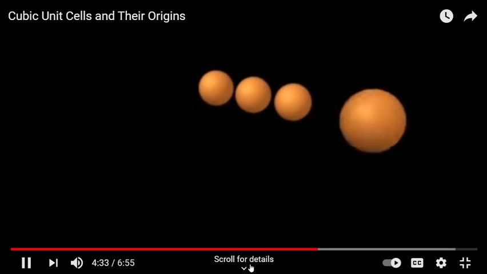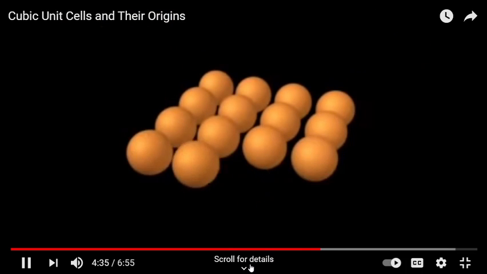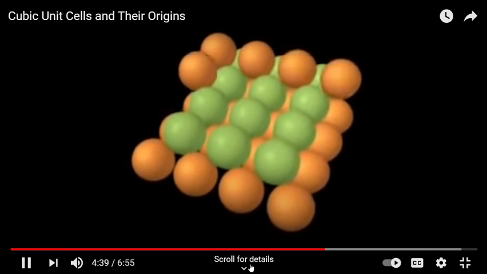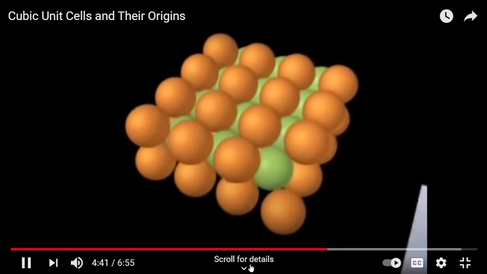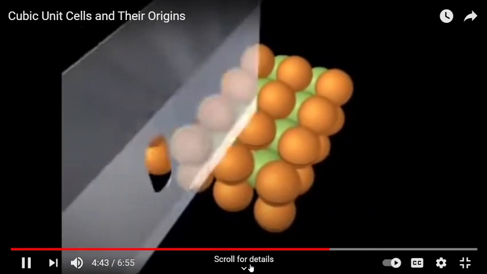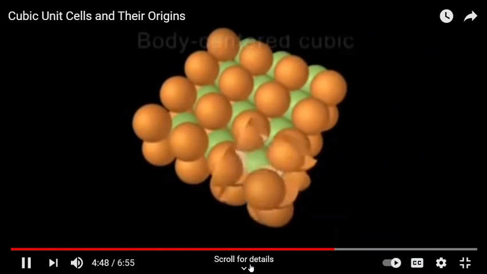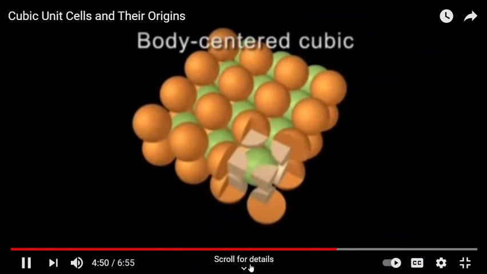A more efficient stacking occurs if we place the second layer over the spaces formed by the first layer, and the third layer over the spaces formed by the second. That simple change leads to 68% of the available volume occupied by the spheres and a structure based on the body-centered cubic unit cell. Many metals, including all the alkali metals, adopt this arrangement.